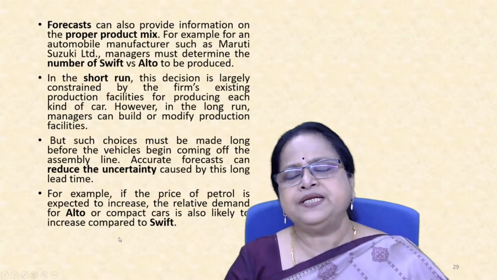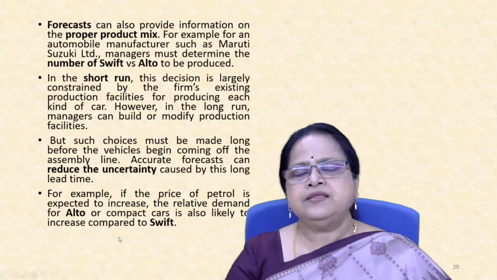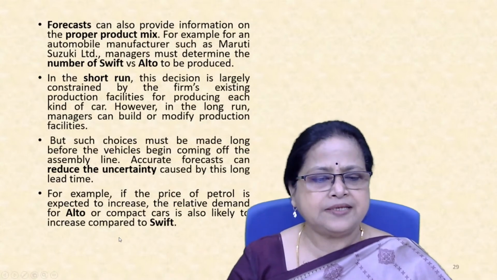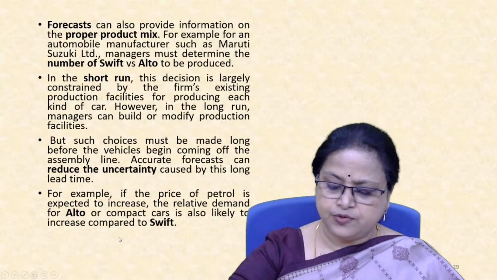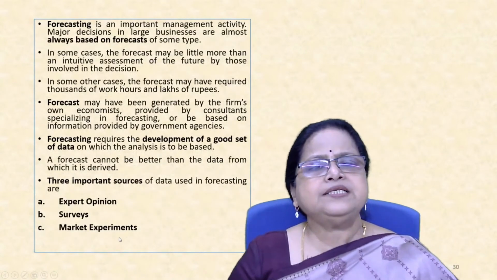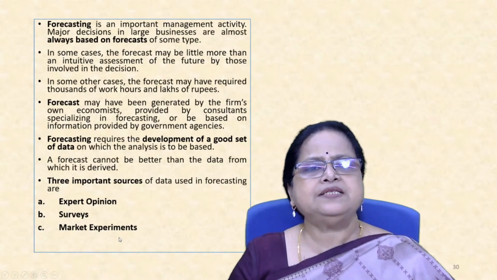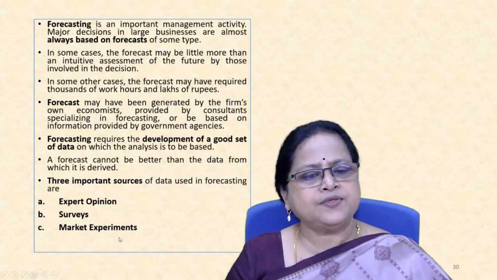So if there is a prediction that petrol price is going to increase, then the company may focus on producing compact cars like Alto, rather than on bigger cars like Swift. Okay, so forecasting is an important management activity. Major decisions in large businesses are almost always based on a forecast of some type.